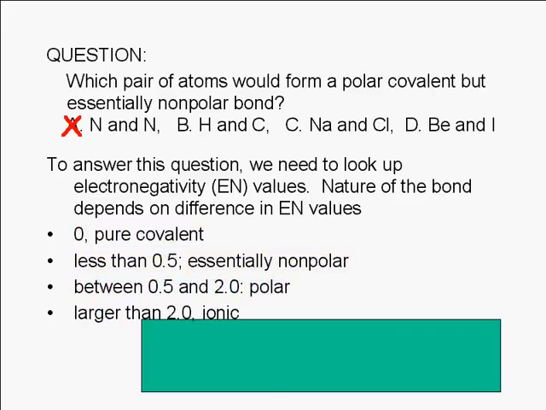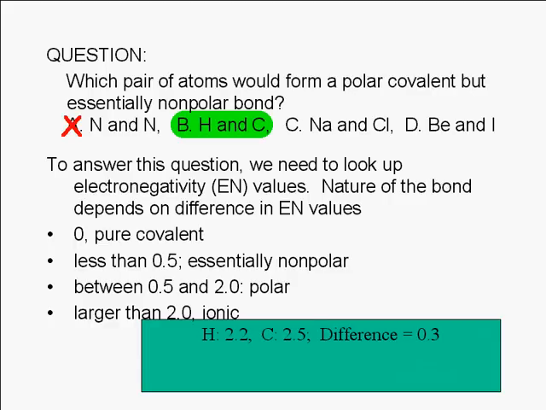If we look up electronegativity values, we find that the electronegativities are 2.2 for hydrogen and 2.5 for carbon. That's a difference of 0.3. Therefore, a carbon to hydrogen bond is nonpolar. The correct answer is B.